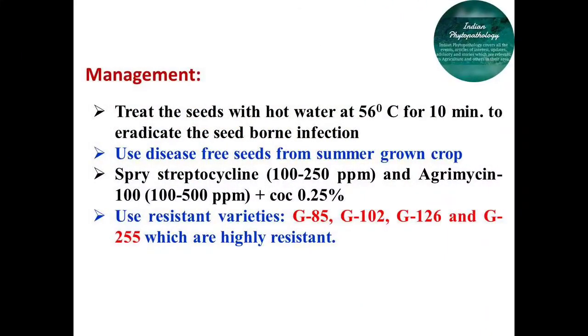Now, for management of this bacterial blight disease, we should apply antibiotics instead of fungicide. We have to use antibiotics like streptocycline or agrimycin or validamycin. These are some antibiotics which were recommended for controlling this bacterial blight pathogen. Similarly, we can also grow resistant varieties like mentioned here. And clean field sanitation, use of disease-free seeds. These are some common practices that we should follow for management of this bacterial blight disease.